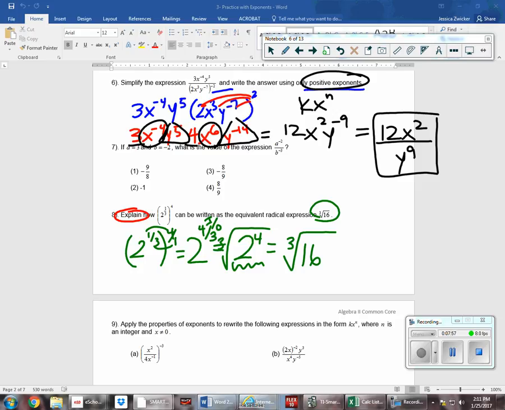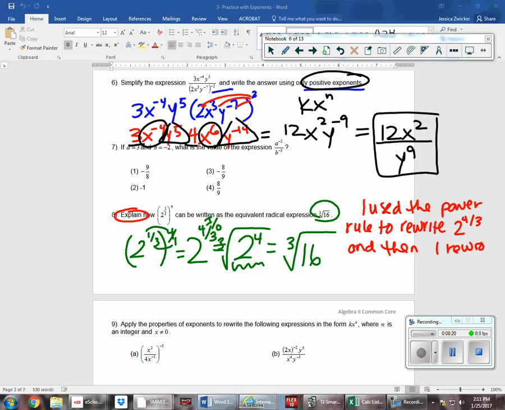Now, if you're asked to explain that, if it says explain, half the credit means write in words what you did. So to explain, I would say I used the power rule to rewrite 2 to the 4/3, and then I rewrote my answer as a radical with a cubed root. Something to that effect, or stating that you use the properties of exponents.